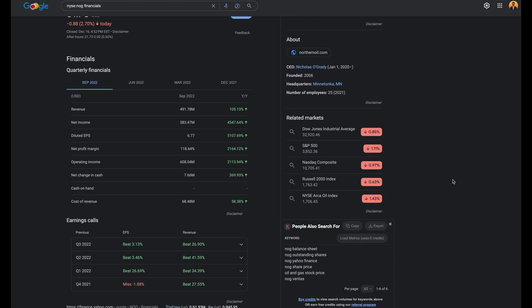September 2022, look at their financials. They're all green, they're all up. Net change in cash is up $7.66 million. They beat earnings last quarter, Q3 of 2022, and they beat revenue by a good amount, 26.9%.